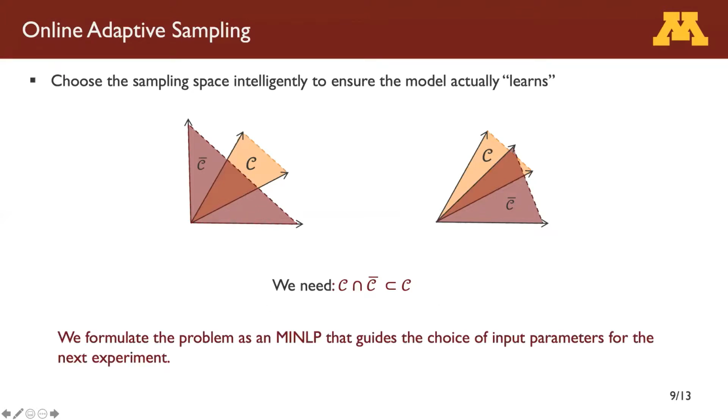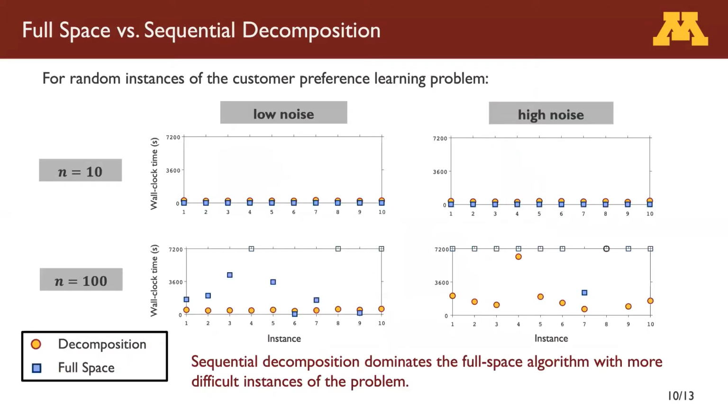So we formulate this problem of finding input parameters that can result in such a set script C bar as a mixed integer nonlinear program, for which, in the interest of time, I'm not displaying the formulation here, but instead directly proceed to show some computational results.